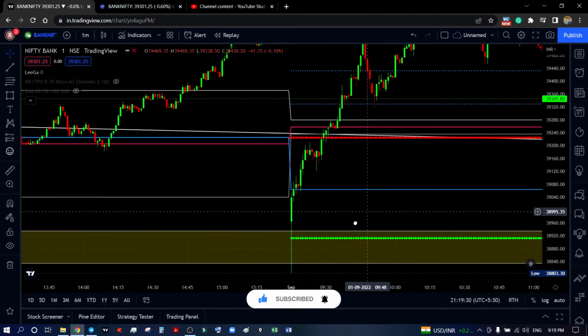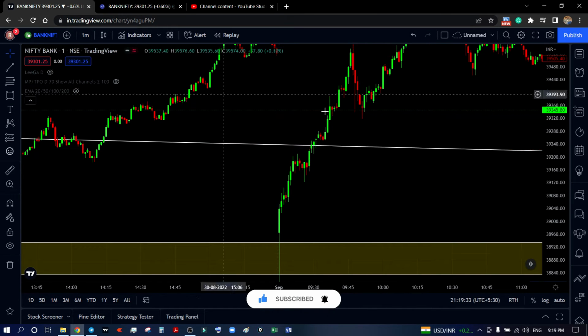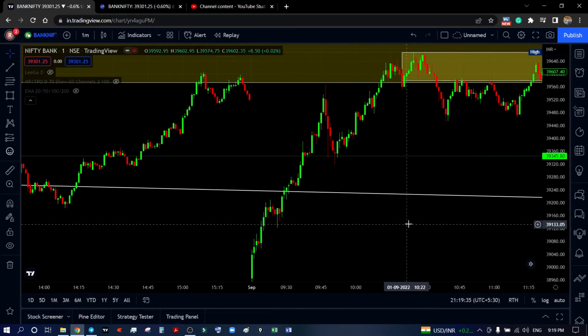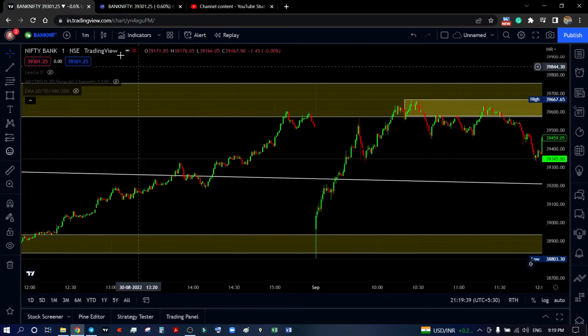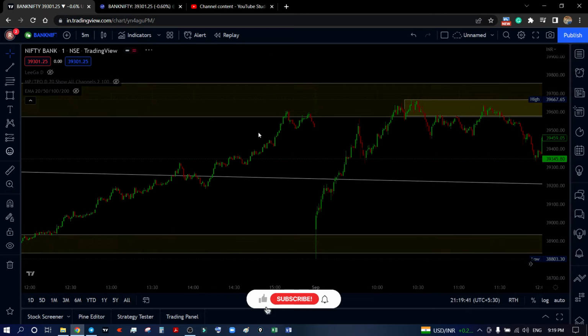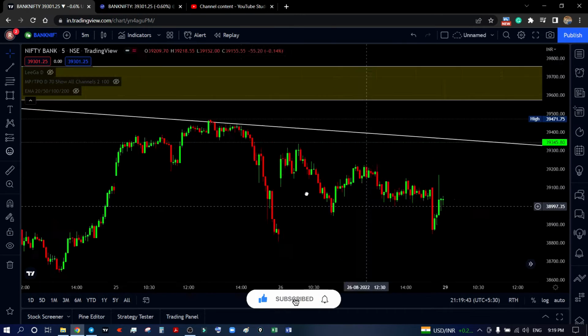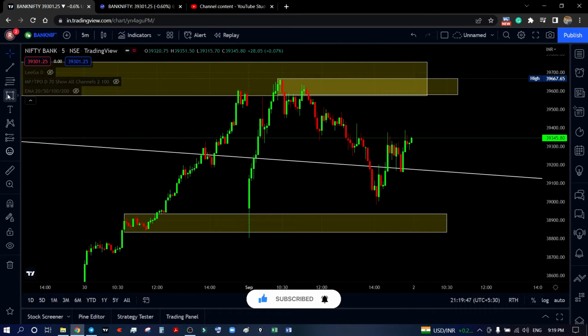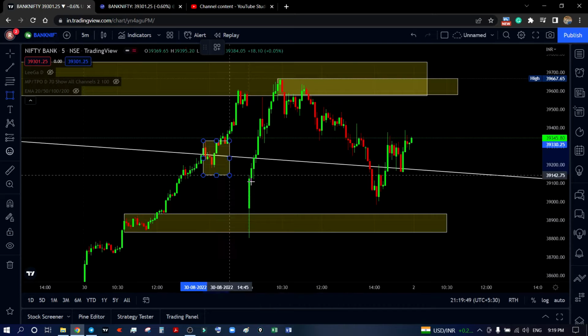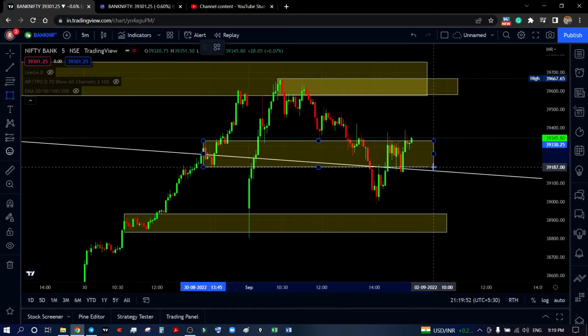What you have to target? Target the higher levels, whichever you want. Now on the higher side, we are having this zone, also one zone over here. Let me change this to the 5-minute time frame chart because that will be better. One zone was over here like this. I have deleted that, that's why.